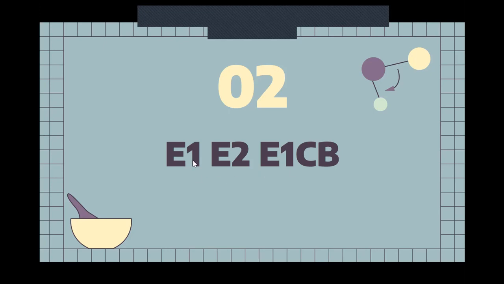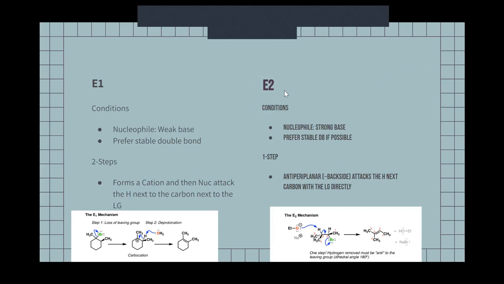Yeah, so let's get on with E1, E2, and E1CB. Right now, this is just a generalized form. So we'll discuss more in detail about little intricate stuff determining which one happens. So right now we're just going over the mechanism. So yeah, so E1 and E2 conditions. E1 is weak base and prefers a stable double bond if possible, right? And E2 prefers a stable double bond if possible.